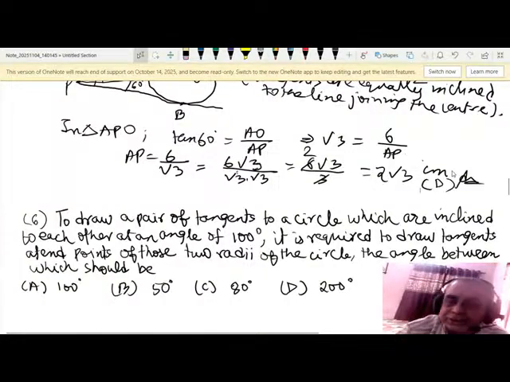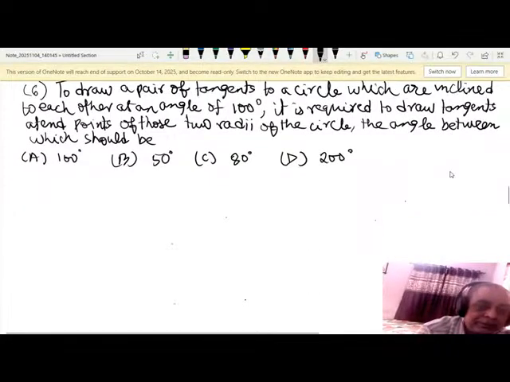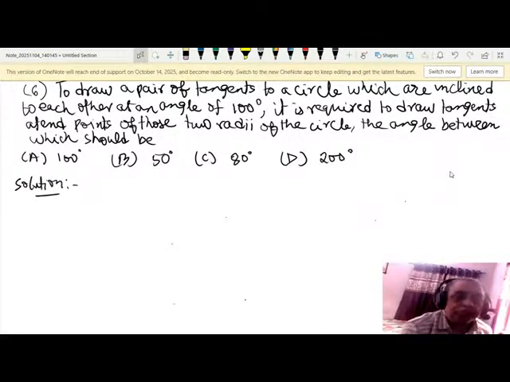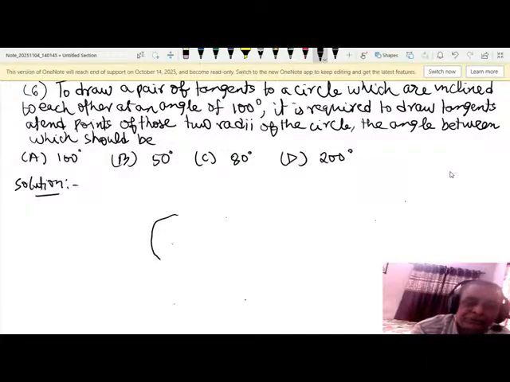Now we are moving to question number 6. Now what is the sum saying? Here it is saying to draw a pair of tangents to a circle which are inclined to each other at an angle of 100 degree. It is required to draw the tangents at the end points of the two radii of the circle, the angle between which should be. So what is the question saying?